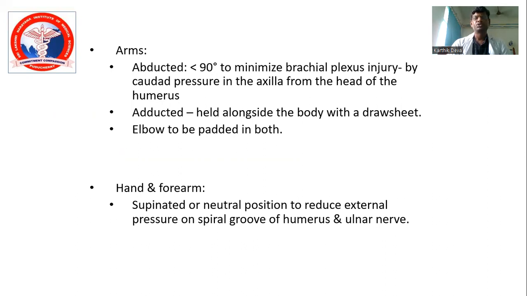In the adducted position, the arm should be held alongside the body with a drawstring. Elbows to be padded on both sides. Hands and forearms should be in the supinated or neutral position to reduce the external pressure on the spiral groove of the humerus and the ulnar nerve.